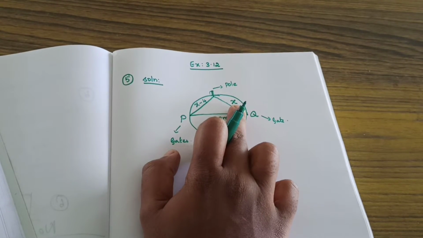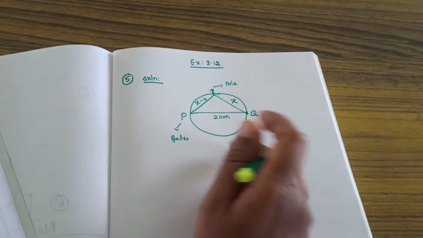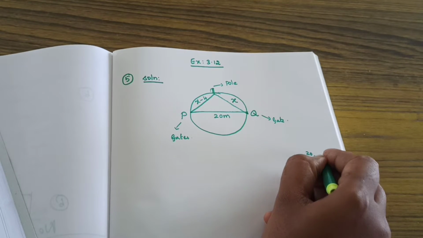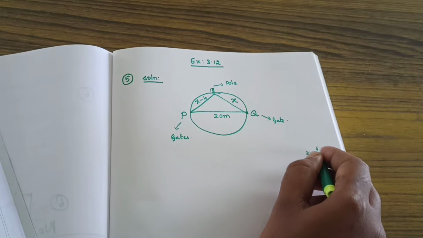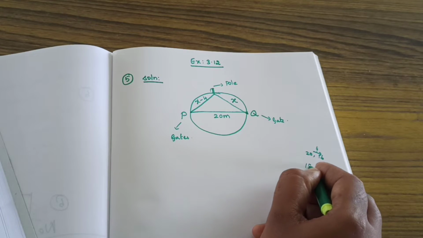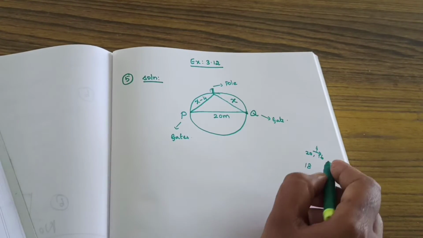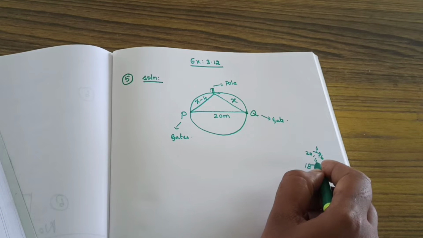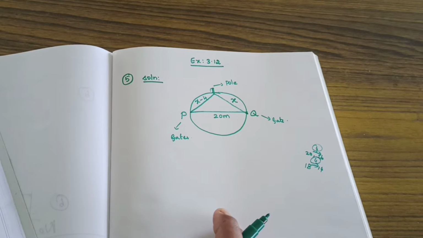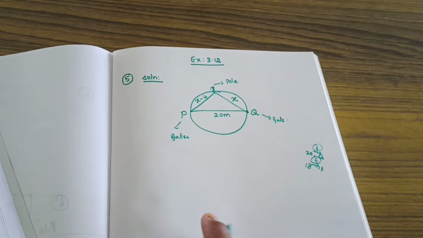Suppose this is 20, which means this is 16. So 20 and 16, how much difference? Only 4. Suppose this length is 18, what is this length? 14, because they have given that the difference is only 4 meters. Okay, then is it possible to do so? If the answer is yes, we need to find the distance between the pole and the two gates.